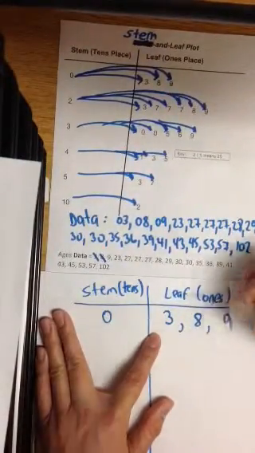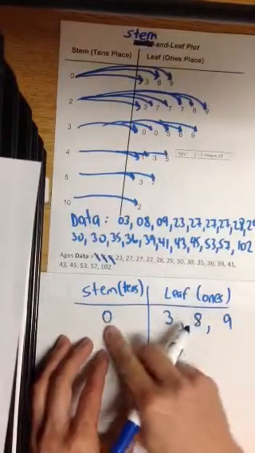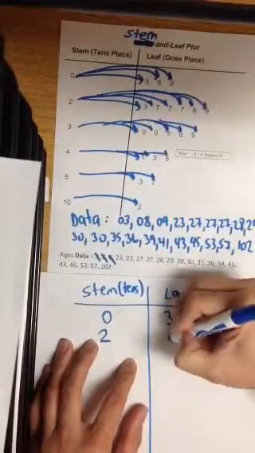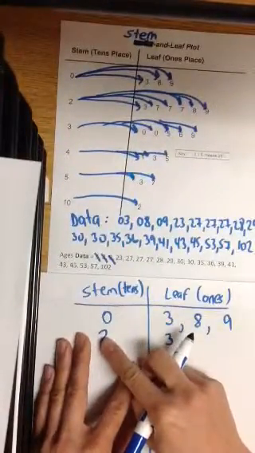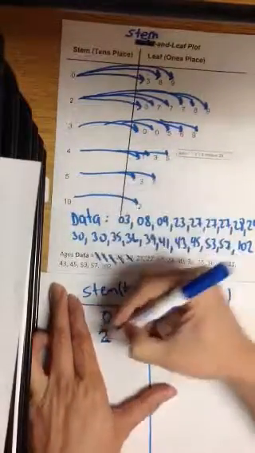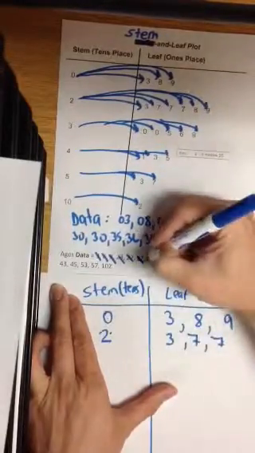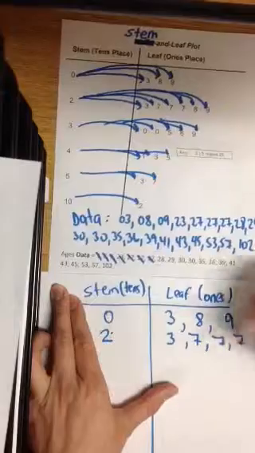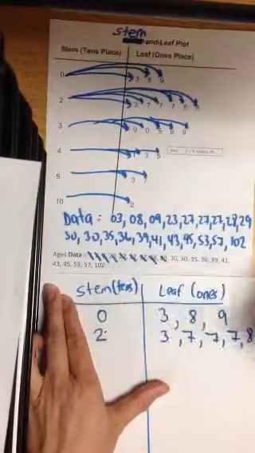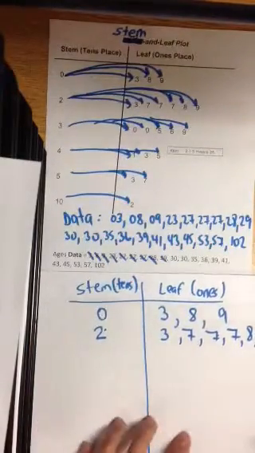0, 9. How would you break down the 23 into the tens column and the ones column? So 2 goes here, 3 goes here. So these are going to be the people who are in their 20s. So we have another 27, another 27, another 27. We have a 28-year-old, now we have a 29. So these are all the individuals who are in their 20s.